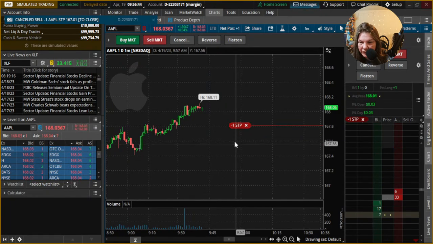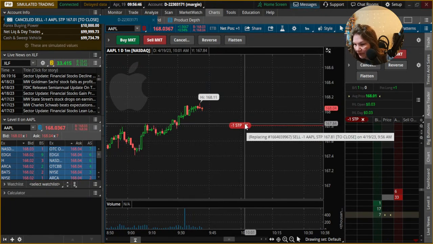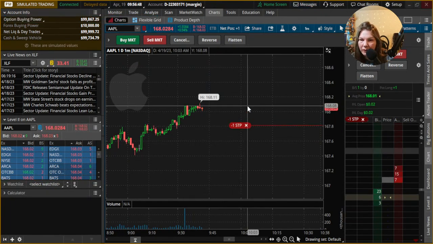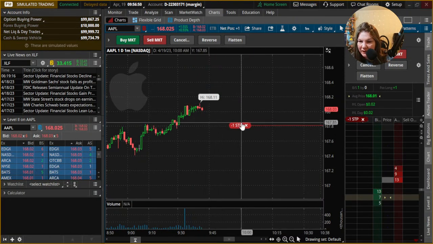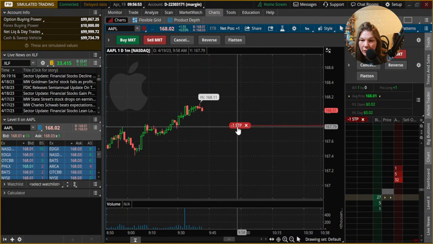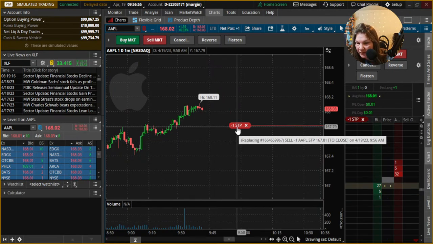See how we just moved it up, and if we wanted to cancel it, we could just pop this little button right here and it'll cancel it. So we have a stop loss in, or just a stop. This is a stop. So if it goes lower than this, then we will sell it.